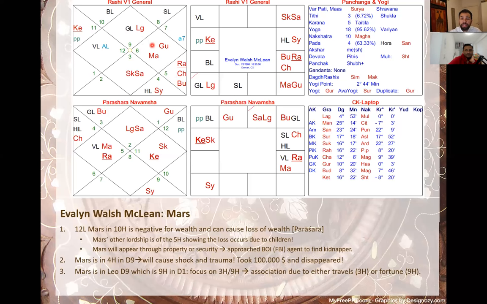So in this chart, we notice that this fifth lord Mars is not about her own child. It's somebody else's child. So this is what happened.